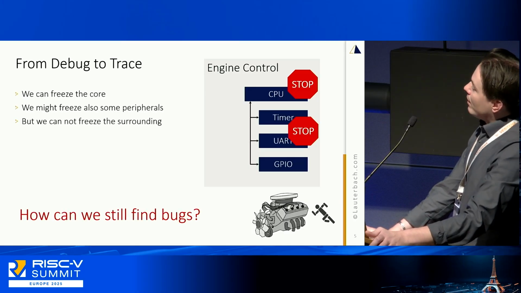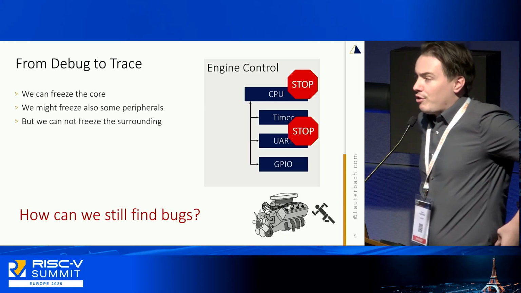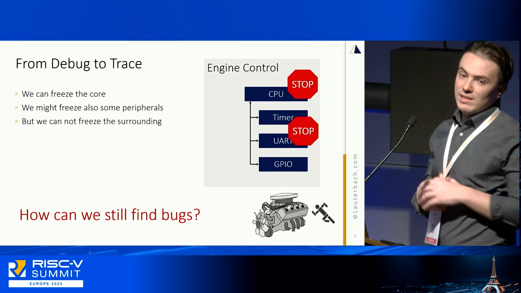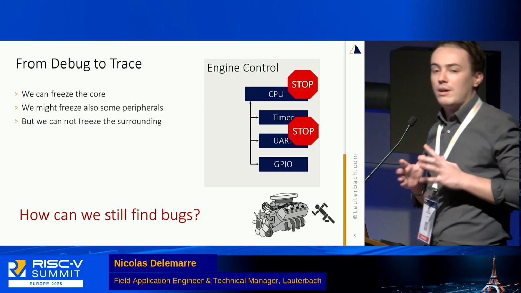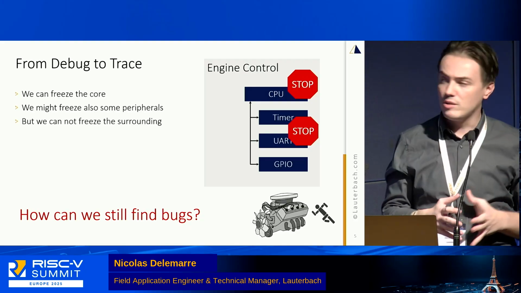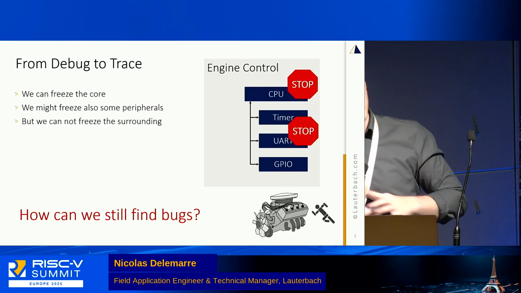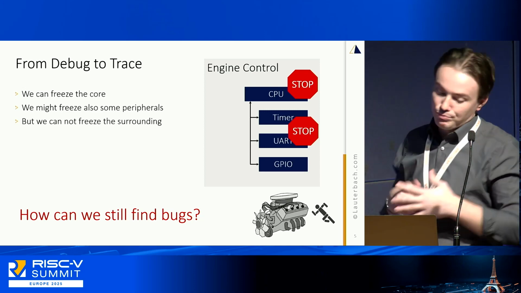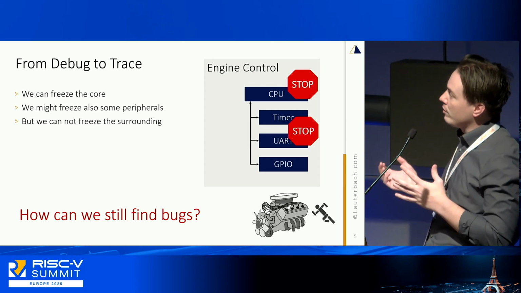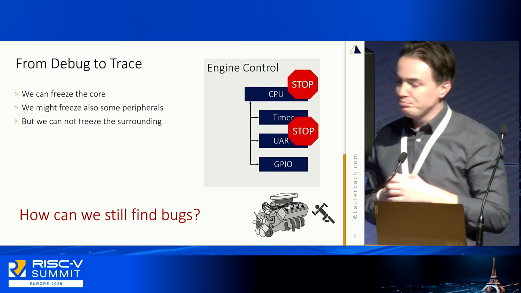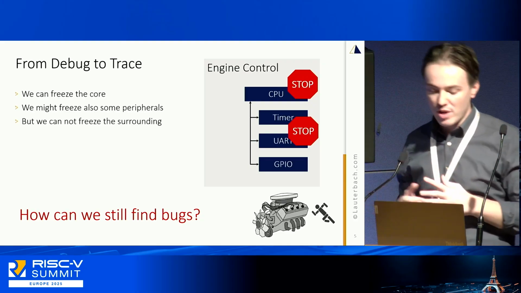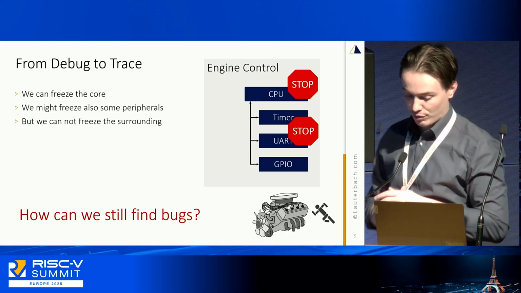So now we will focus on the trace. For those who don't know, I like to give an analogy. Basically debugging is like taking a picture. You stop the program, the CPU, at a certain time. You can see the PC, the registers, the memory. But in fact, you're just controlling the core. You can eventually stop the peripherals if the logic is there for that, but you cannot stop the surroundings. And this is where the trace is useful.